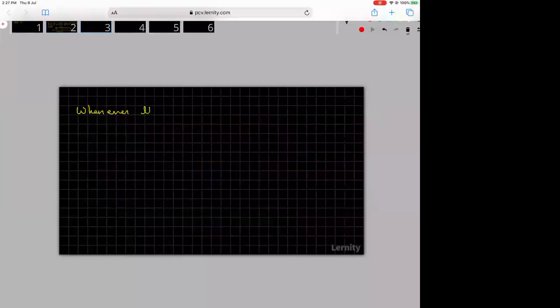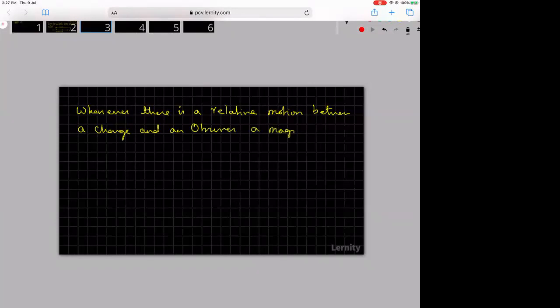whenever there is a relative motion between a charge and an observer, a magnetic field is generated. A magnetic field is experienced.